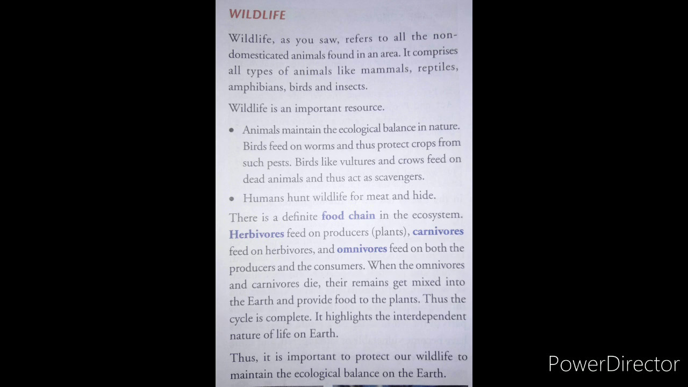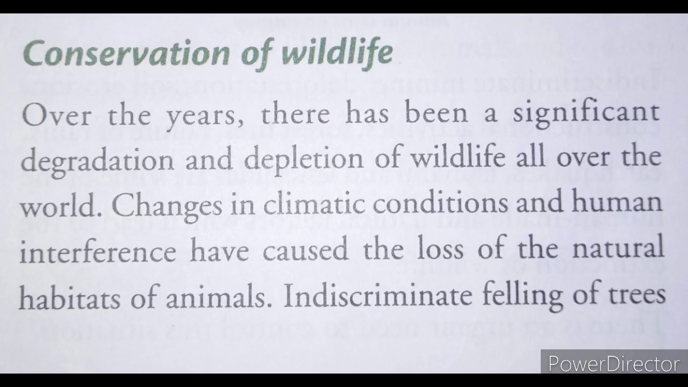Now let us move towards the conservation of wildlife. Over the years, there has been a significant degradation and depletion of wildlife all over the world. What is the meaning of degradation and depletion? Degradation means deterioration, or you can say decrease. Ultimately we can understand that wildlife is slowly decreasing and getting destroyed. Why? Because of human needs.